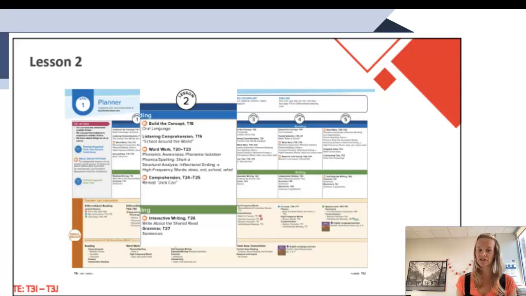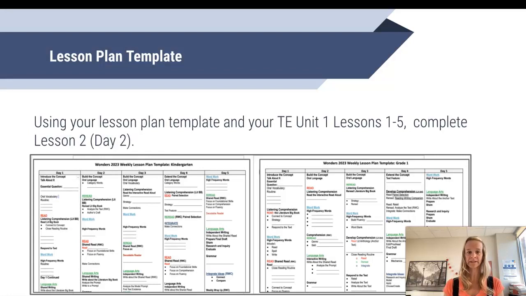So again, in your teacher's edition, you have your T3I and T3J pages, which give you that full 5-day lesson at a big glance. We're looking just specifically at lesson 2 right now. You also have your lesson 2 and your lesson plan template that you're following along with to plan. And that's going to be your next steps right now, using your lesson plan template and your teacher's edition Unit 1, Lessons 1 through 5, specifically Lesson 2, go ahead and complete what that would look like, and any additional notes and pieces that you need so that if you looked at this on that first week in August, you were able to be set up for success and be able to infer what you meant when you were writing certain notes here. This is meant to be a tool for you. So go ahead and finish that Lesson 2, and I'll see you for Lesson 3.